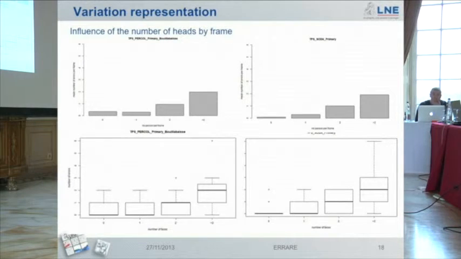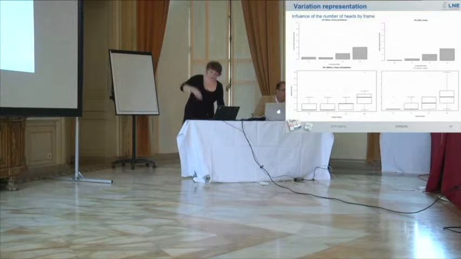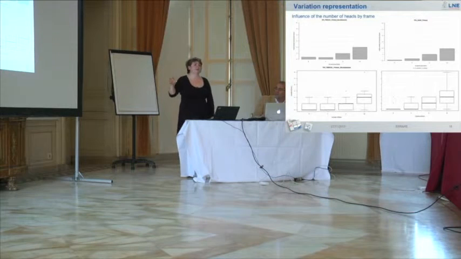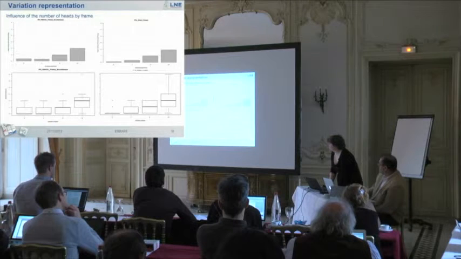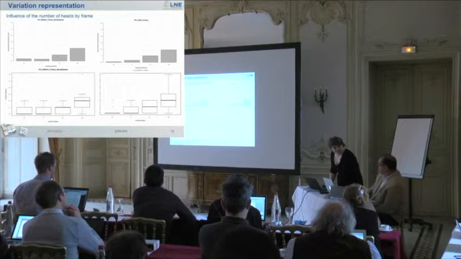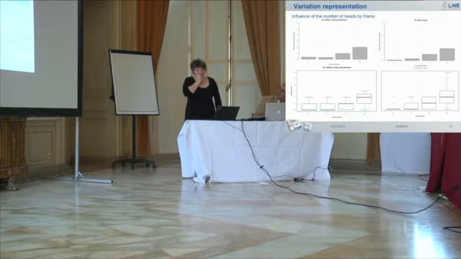But this representation is important because here you have two different systems, and the analysis is done on the influence of the number of heads per frame, regarding whether it's a relevant factor. Here you just represent the mean of the performance, and in the background you have box plots, so you see the variation better. In particular, you see that the two systems are a little bit different in performance, in particular when working with the frames where there are two faces to recognize.